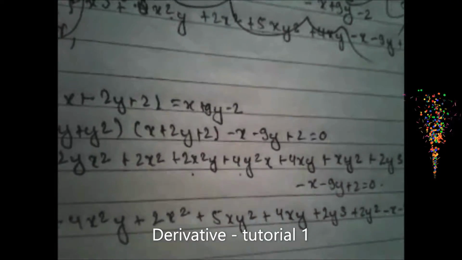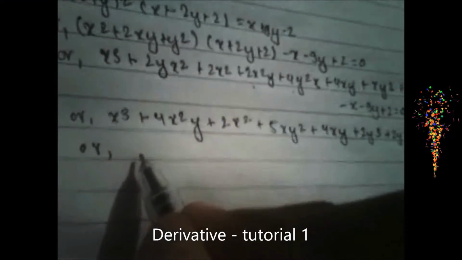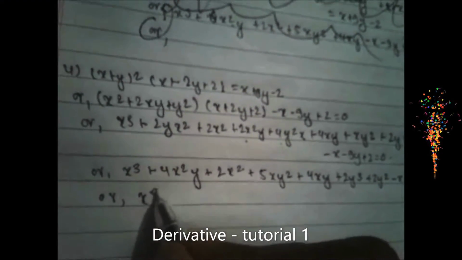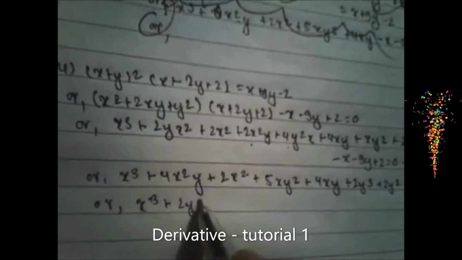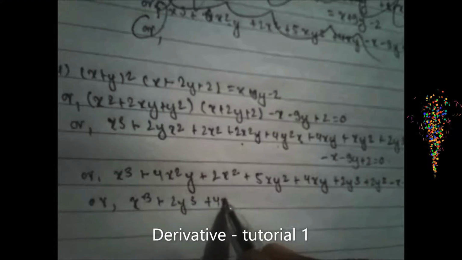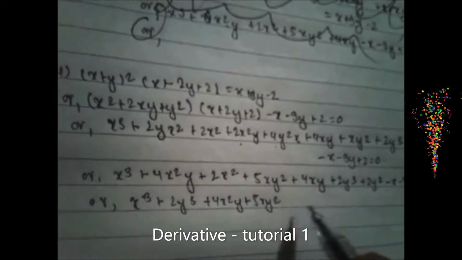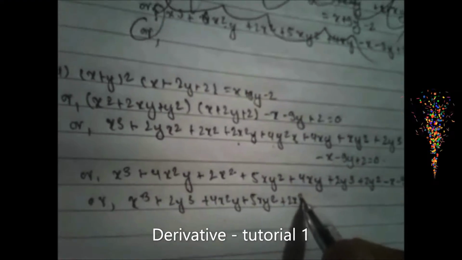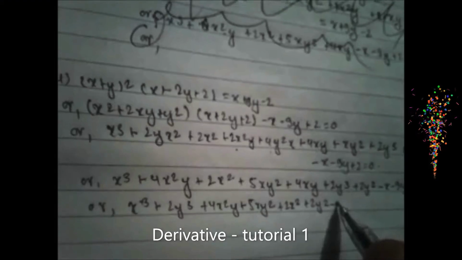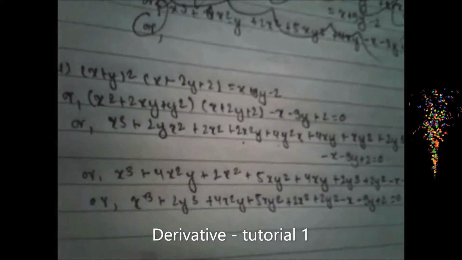is equal to 0. Now we are going to arrange it to make it a little standard. x cube plus 2y cube, in the decreasing order, plus 4x square y plus 5xy square plus 2x square plus 2y square minus x minus 9y plus 2 is equal to 0.